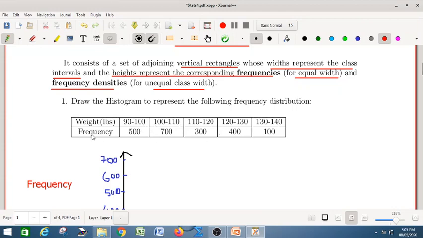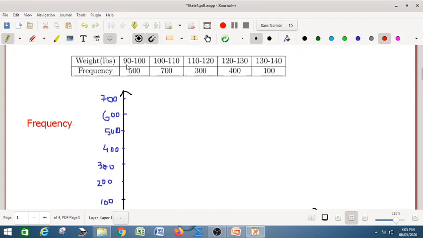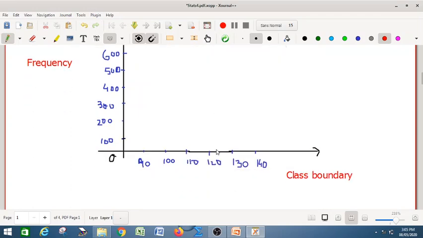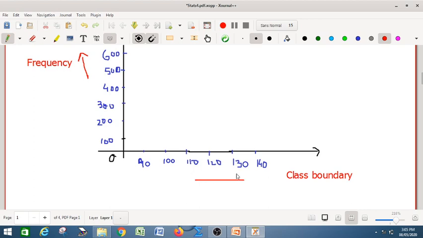So look at the data. Weights are given as 90 to 100, 100 to 110, and so on, and the corresponding frequencies are 500, 700, 300, 400 and 100. Look at the boundaries: 90, 100, 110, 120, 130, 140. The boundaries are along the horizontal axis. These are the class boundaries, and the frequencies are along the vertical axis.